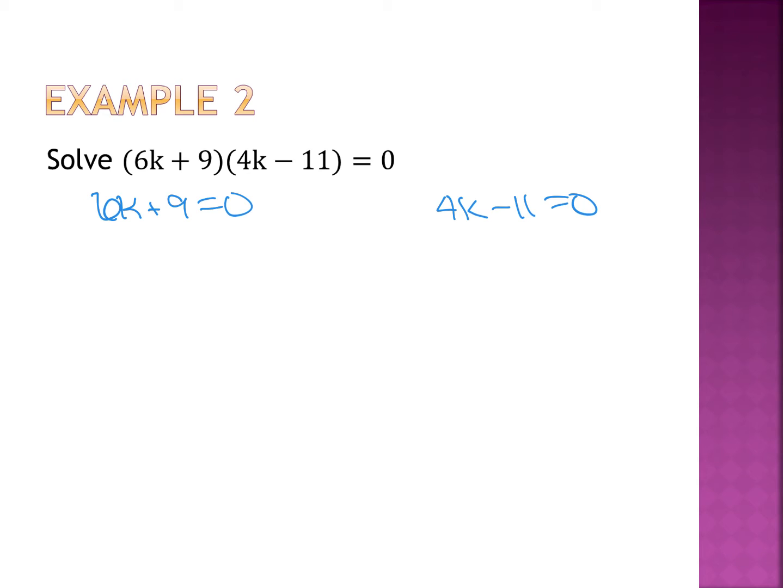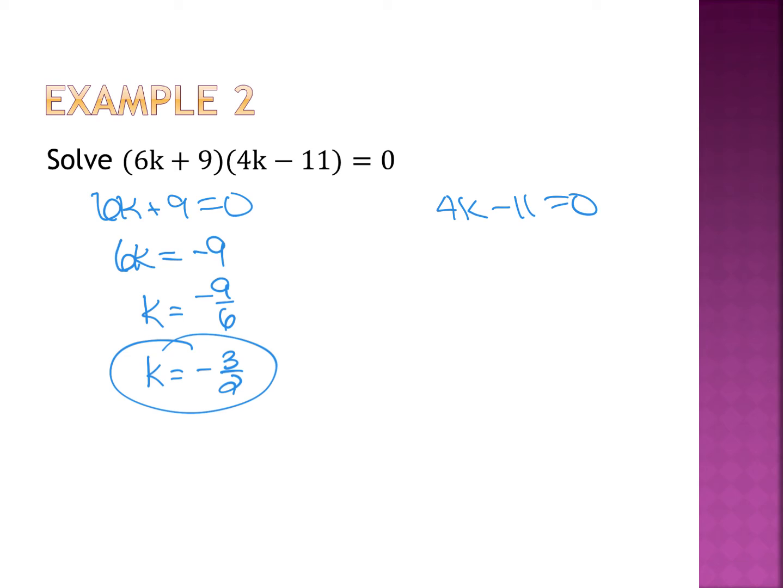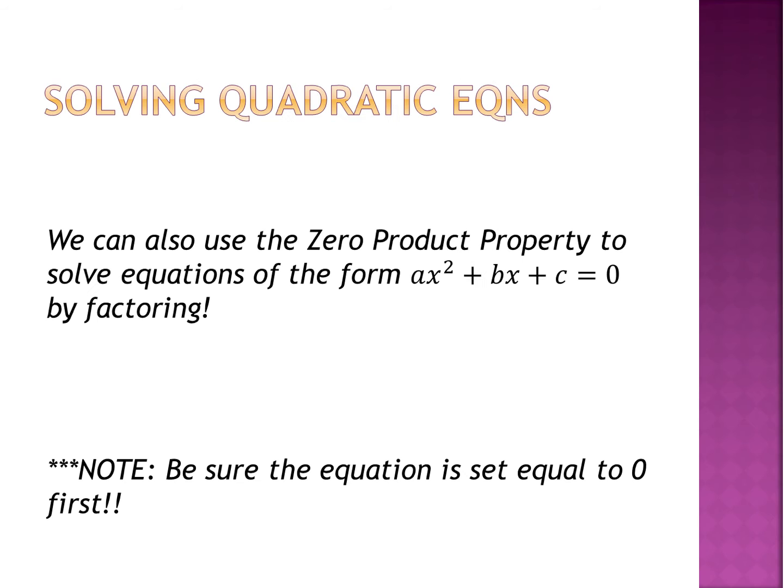So I'll subtract 9 from both sides, which gives me 6k equals negative 9. When I divide by 6, I get k equals negative 9/6, or I end up with k equals negative 3/2. Likewise, for the second one, I'm going to go ahead and add 11 to both sides. And if I divide by 4, then I get k equals 11/4. So I have a negative 3/2 and a positive 11/4. These would be my x-intercepts on my graph.